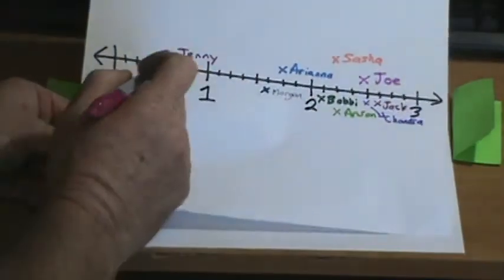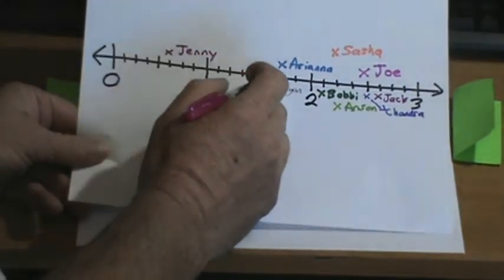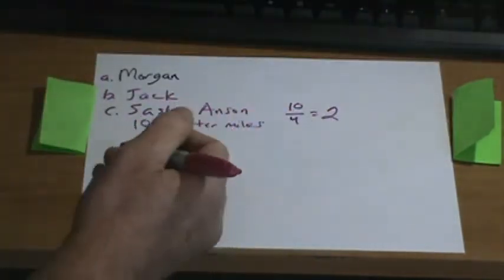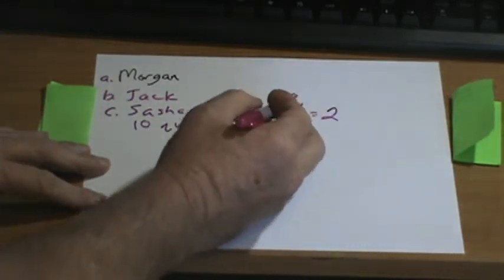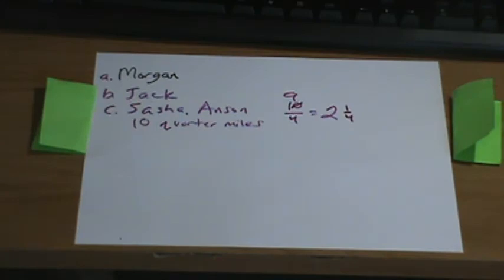10 quarter miles. 1, 2, 3, 4, oh, excuse me, 1, 2, 3, 4, 5, 6, 7, 8. Oh, excuse me, 9. Mr. Liggett made a mistake on that. That doesn't work. So it'd be 9 fourths, so we'd have 2, right? 9 divided by 4 is 2, 1 left over, 2 and 1/4. Ta-da!